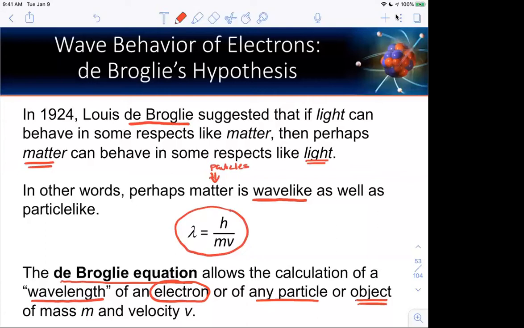It could be an object like a baseball or a car, right? All I have to know is the mass and the velocity, and then this is Planck's constant. And remember, this is joules second. So my mass must be in kilograms, and my velocity must be in meters per second. So mass cannot be in grams, it has to be in kilograms.